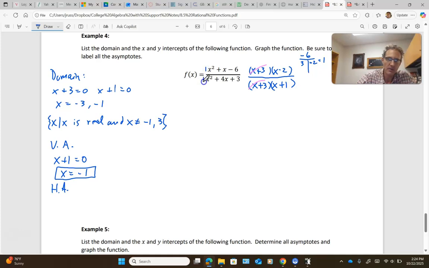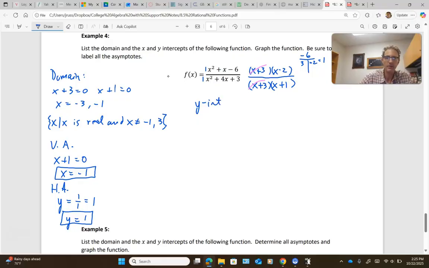Okay, so whenever the degree of the polynomials in your rational function are equal, then it's just the ratio of these two leading coefficients. So the horizontal asymptote will be y is equal to 1 over 1, which is 1. So y is equal to 1. That is our horizontal asymptote. All right. And then we still need to find the y-intercept and the zeros, or the x-intercepts, in other words.